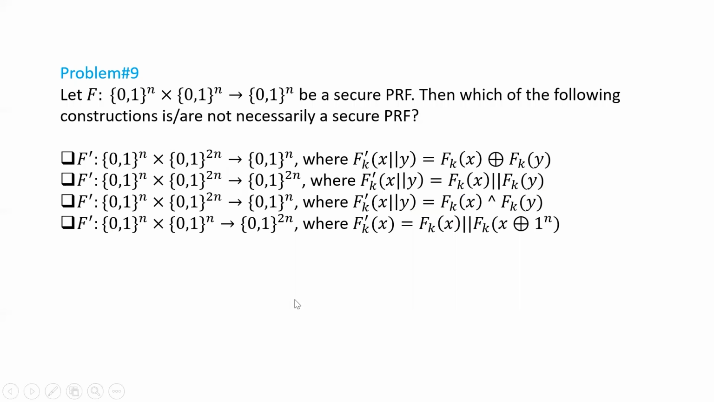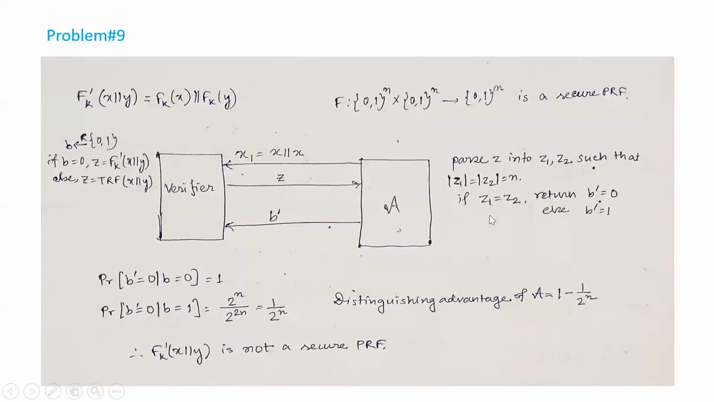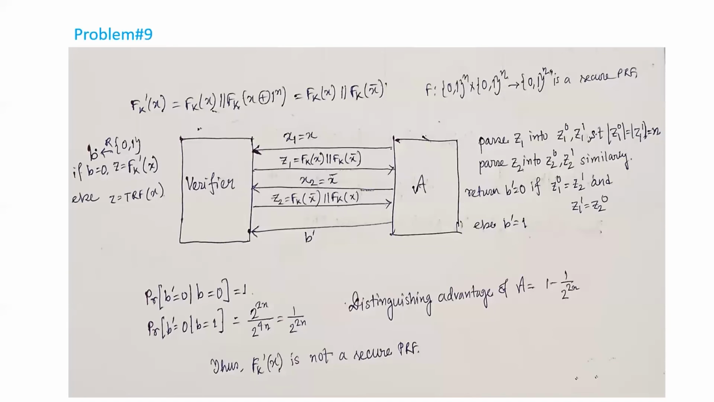Now, the last option, again n-bit key, n-bit input and 2n-bit output, is defined as Fk dash of x equal to Fk of x concatenated with Fk of x XORed with 1 to the power n. So basically, x XORed with 1 to the power n is nothing but x bar, the one's complement of x. So the construction becomes Fk dash of x equal to Fk of x concatenated with Fk of x bar. And we have already seen previously that this is not a secure PRF.